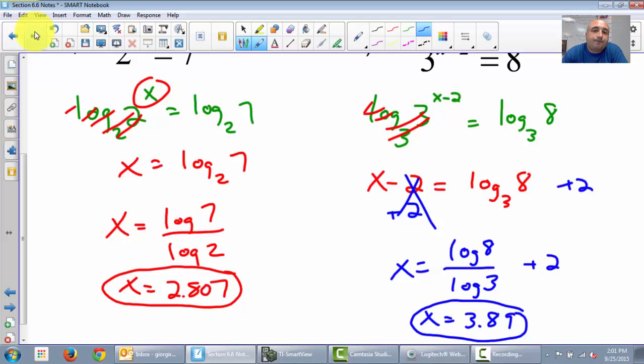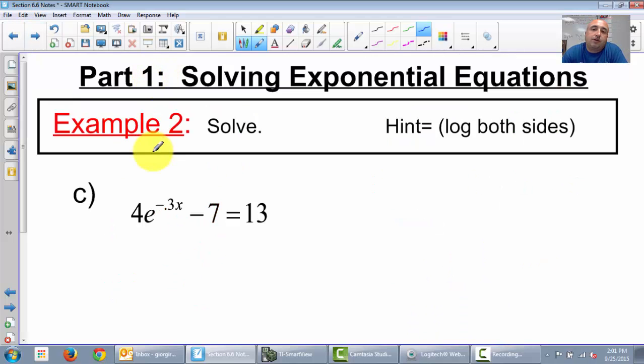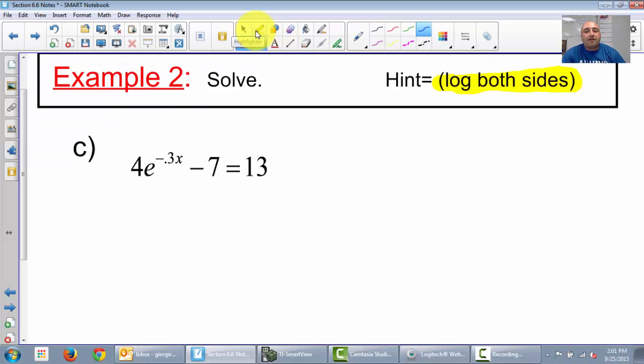All right, so part 1, example 2. We're going to log both sides again. This is the same type of problem. This one's just a little bit harder, so we need a little bit more room to do this one. Now here's the issue. You have to get the exponential part by itself first. So I need to get rid of the 7, and I need to get rid of the 4.